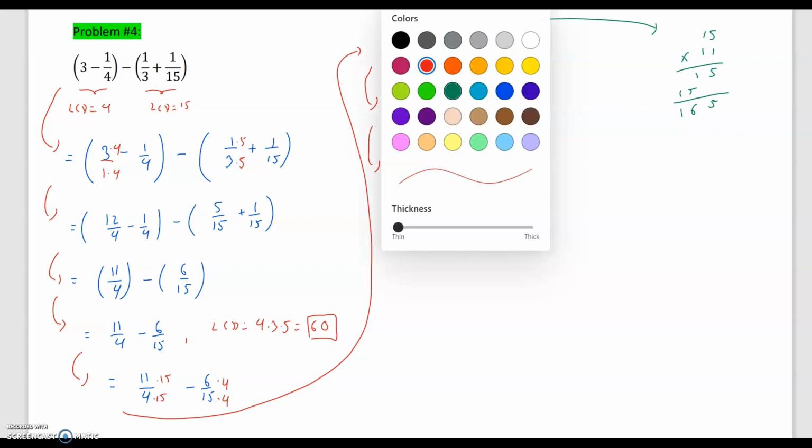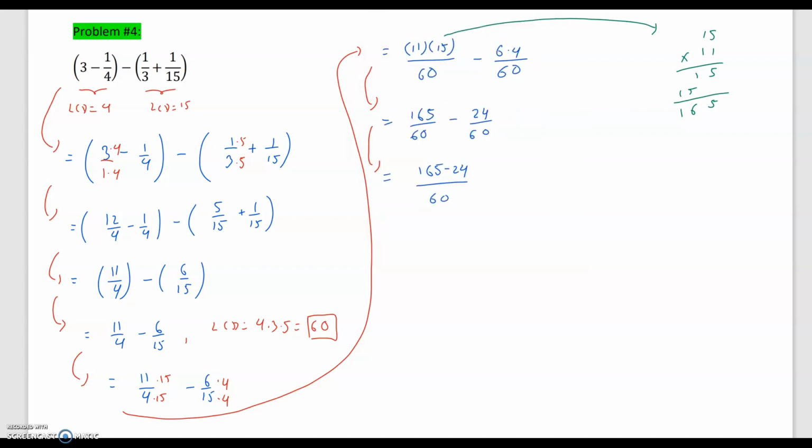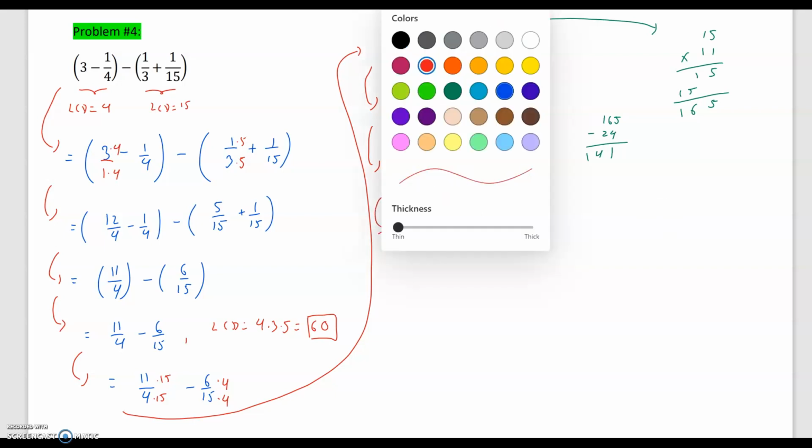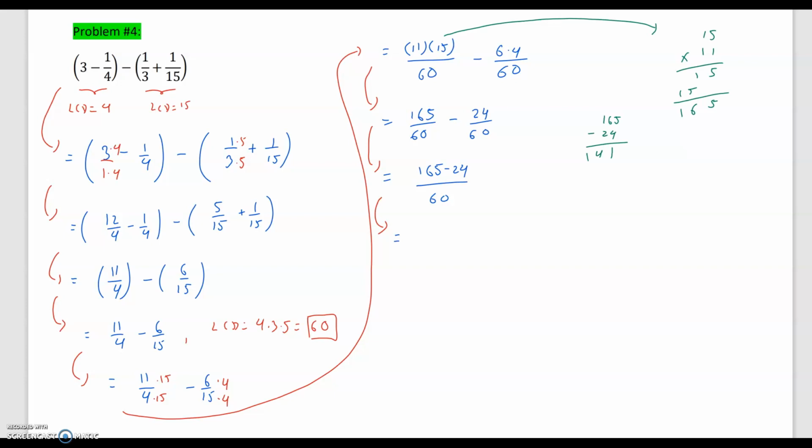And let me carry the subtraction on the side. So 165 minus 24, this is going to be a 1. I'm looking at 141 as my final answer on the numerator. So we're looking at 141 divided by 60. Now at this point, I think it's divisible by 3. So let me check it. So I'm going to be dividing each part by 3.